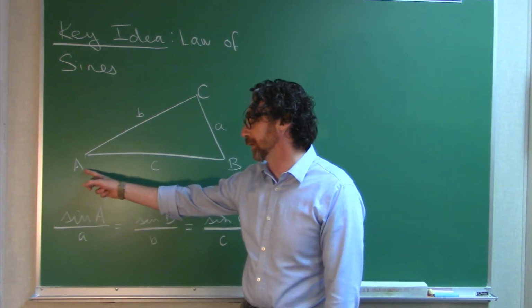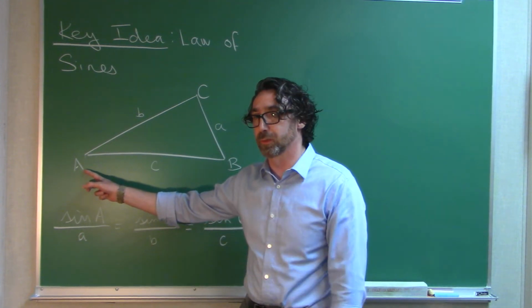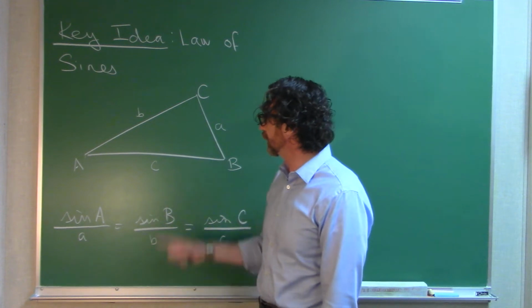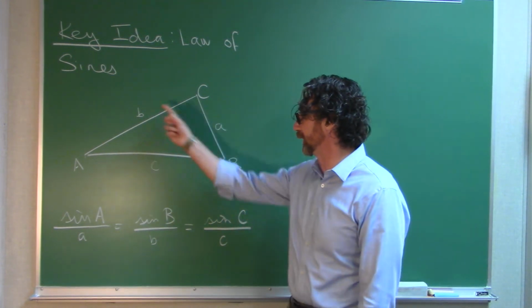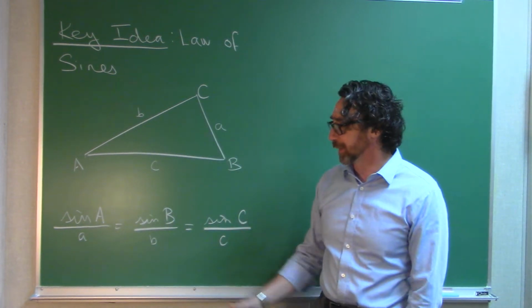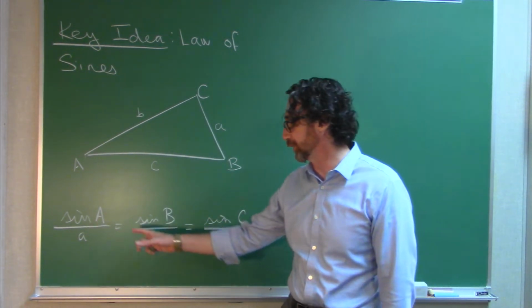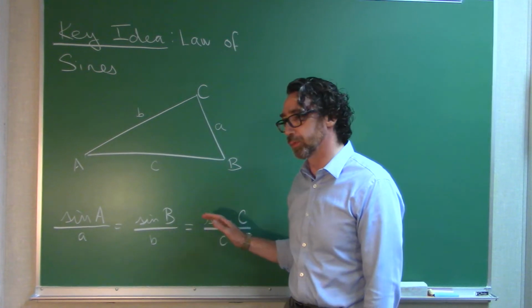So capital A represents an angle here at the corner. It opens up on the side a. Angle C opens up on the side c. Angle B opens up on the side b. Then this is what the law of sines tells us. The law of sines tells us that these ratios are always equal.